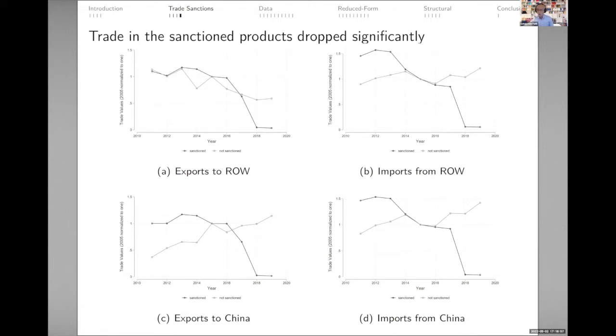But for the products that were not sanctioned, we don't see that decline. Of course, these data are reported by the trading partners, since North Korea doesn't report any trade data. So this is solely coming from the trading partners. And of course, you might be suspicious whether these countries are reporting truthfully. For example, after the sanctions, maybe China starts reporting that they're exporting or importing from North Korea.